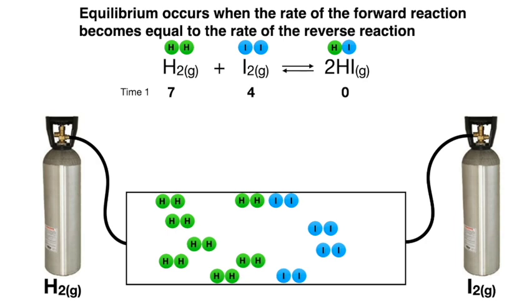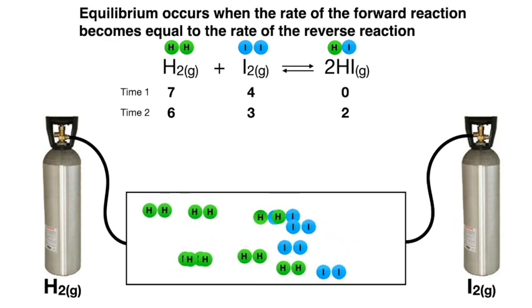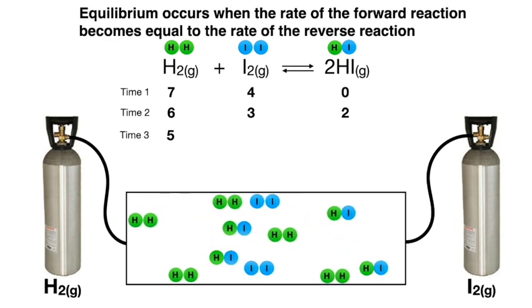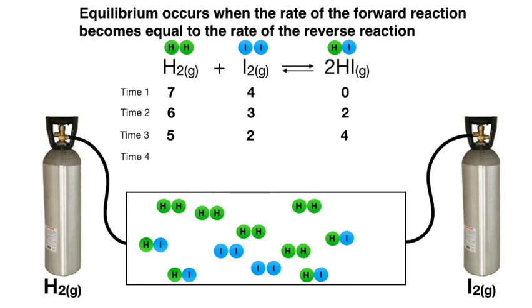Okay, now let's say the reaction happens, there's a collision, and we switch our dance partners, we form hydrogen iodide. If I count now, I'd have 6 greens, 3 blues, and 2 green-blue combinations, 2 hydrogen iodides. Let's say the reaction happens again. I freeze time and count where we're at now. I'm at 5, 2. There are actually 4 HIs on the screen. And now, let's say I let the reaction go again. I count when I freeze time.